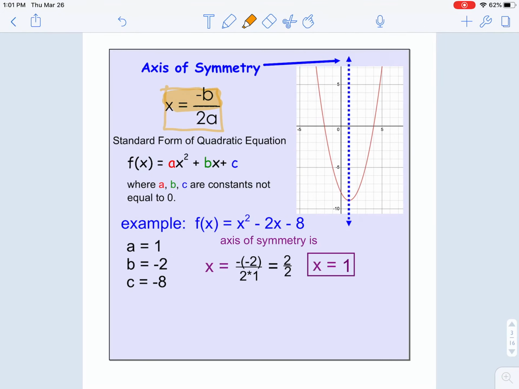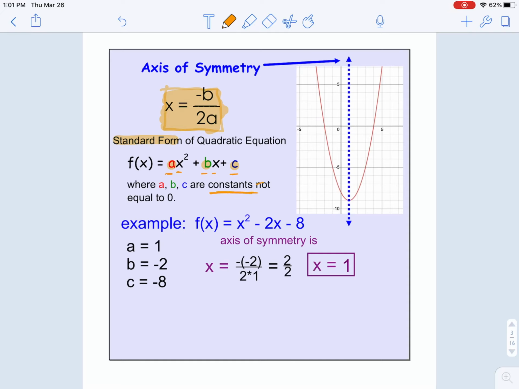Negative b over 2 times a. Well, what do the b and the a mean again? Remember, if we are in standard form for a quadratic equation, it goes some number a times x squared, some number b times x, some number c. We put them in order. The x squared is the biggest, then the x, and then the one without an x. So we put them in that order, and we get a, b, and c.